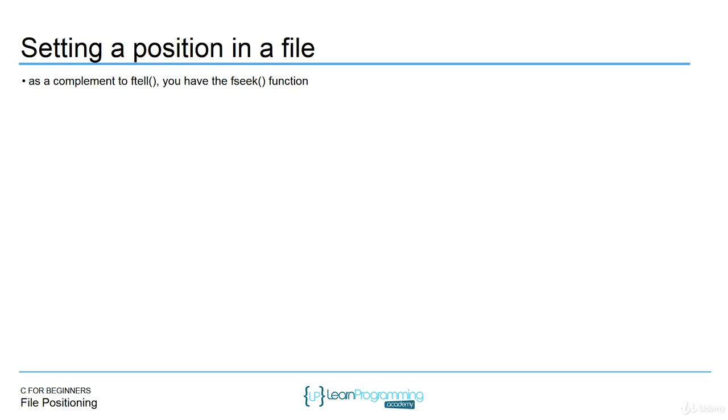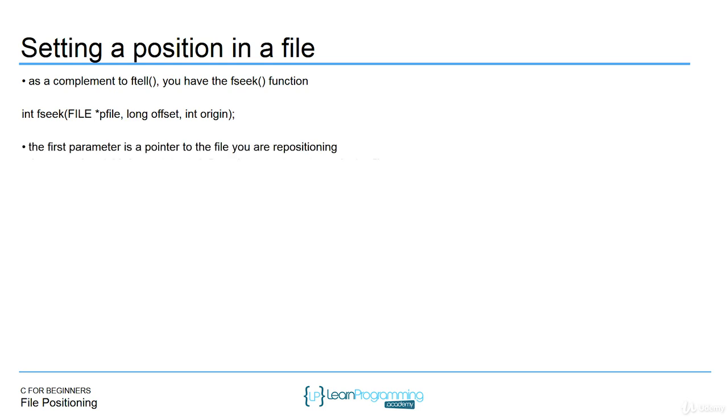Now, setting a position in a file. Up until this point, we're just reading in where we're at. We're not going to really read in where we're at unless we set something. We did a read and write. So as a complement to ftell, you also have fseek. And fseek is going to allow you to move somewhere for your position. It returns an int, and it takes a file pointer, a long offset, and an integer origin. The first parameter is a pointer to the file you are repositioning.